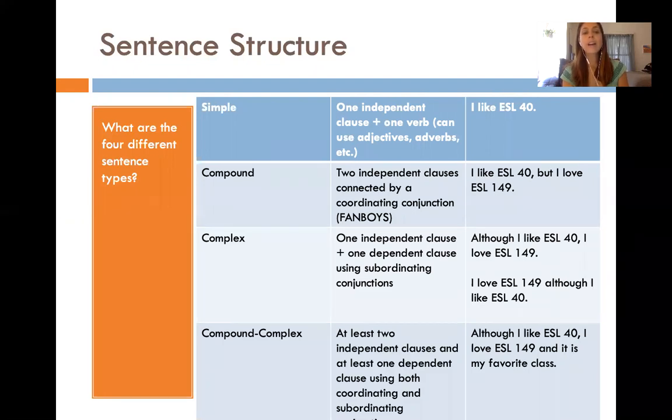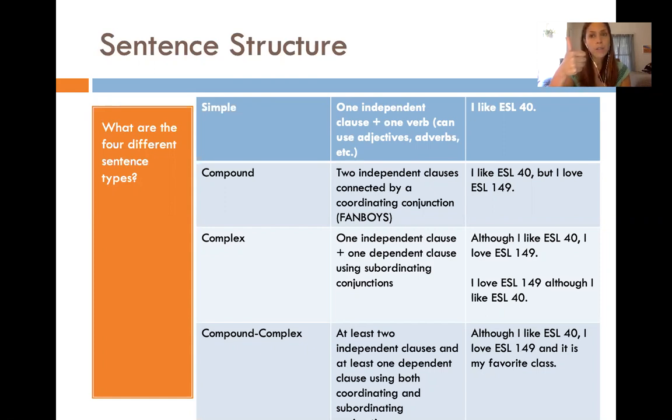And lastly, we have compound complex sentences. At least two independent clauses and at least one dependent clause using both subordinating and coordinating conjunctions. For example, although I like ESL 40, I love ESL 149, and it is my favorite class. Now we have the dependent clause, although I like ESL 40, comma, I love ESL 149, which is an independent clause. You could have a comma here, you don't necessarily need it. And it is my favorite class. It is my favorite class is the second independent clause. So we have three clauses there.